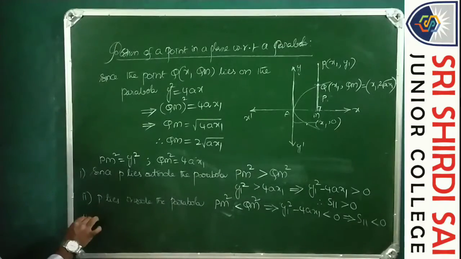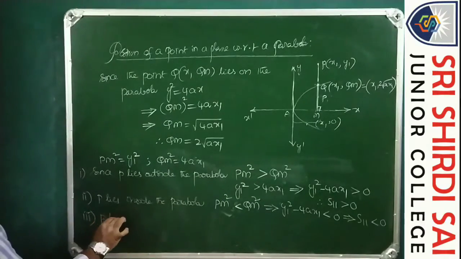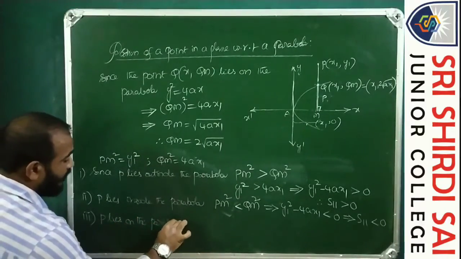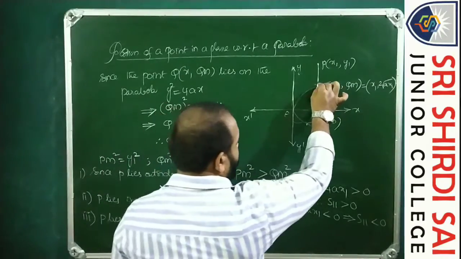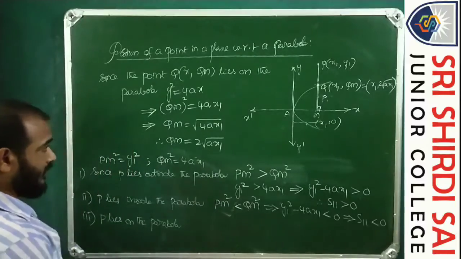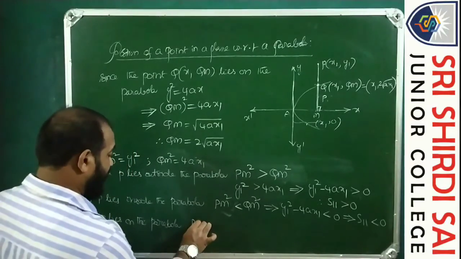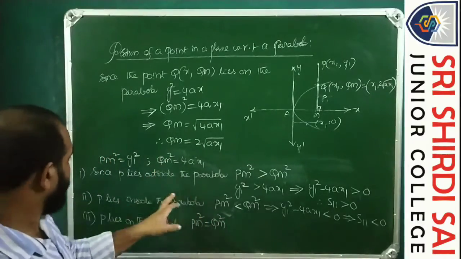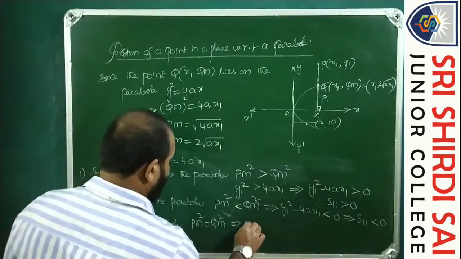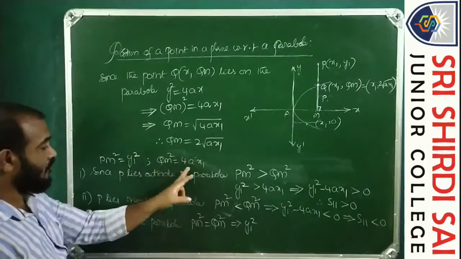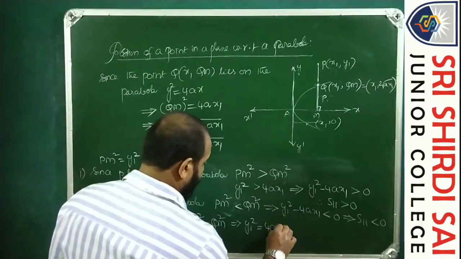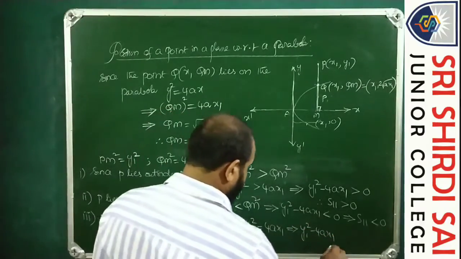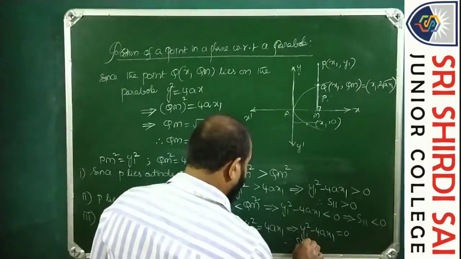And the third condition is, if P lies on the parabola, that means on the circumference of the parabola, for example this. So Q and M are equal. That means PM equals QM, PM square equals QM square. PM square is y1 square, equals QM square, which is 4ax1. That means y1 square minus 4ax1 equals 0. Therefore, S11 equals 0.